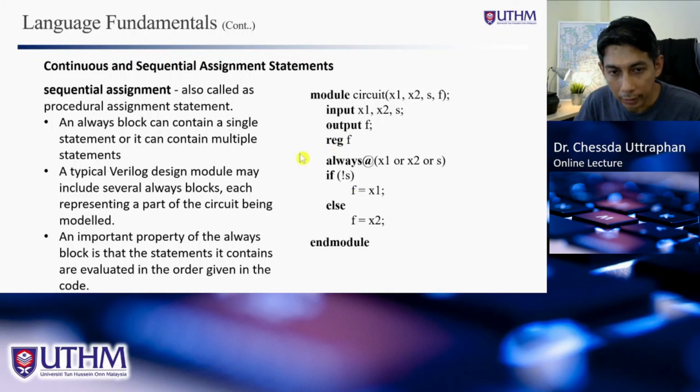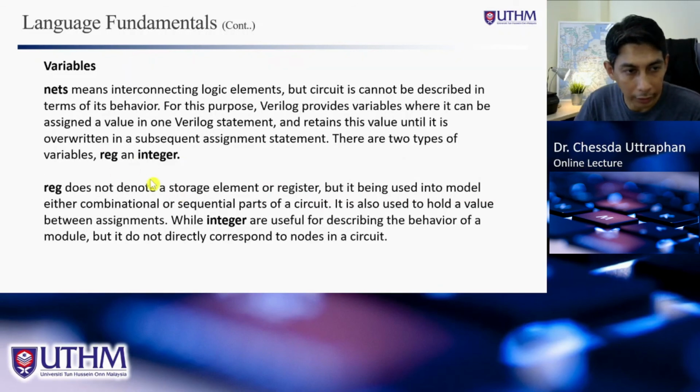If you don't have this, when you compile your design, you will get an error message from the compiler asking you to have this data type. f needs to be declared as reg data type as well. And of course f is the output, and you need to declare f as the output as well. That is the use of reg. Later on we will see the use of integer.